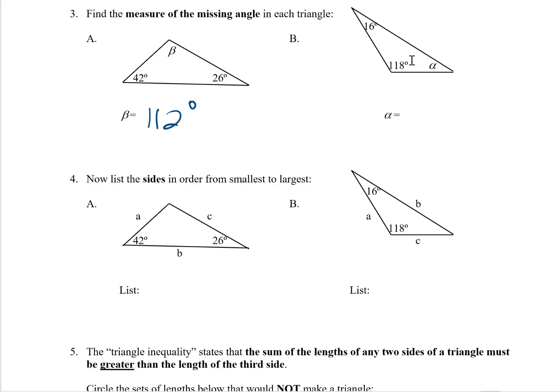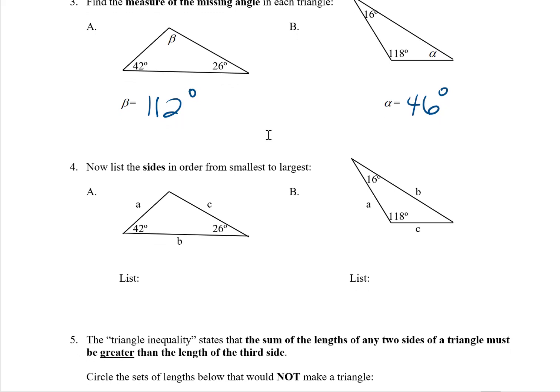Similarly, in letter B, 118 plus 16 is 134. And if you subtract that from 180, you get 46 degrees. Problem 4, same two triangles here. Let's fill in the angles we found. This was 112, and this was 46.